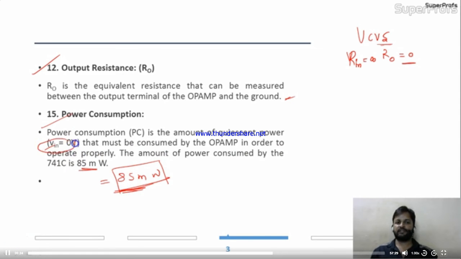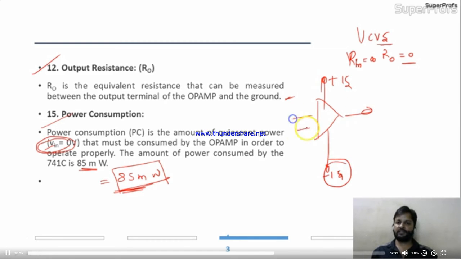Consider when the input is 0 and you are applying your bias potential of plus 15 and minus 15. Whatever power is taken by this circuit is nothing but 85 milliwatt.